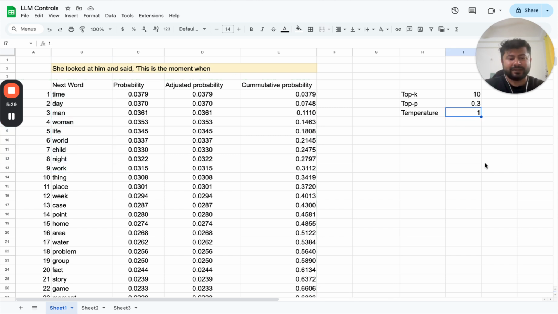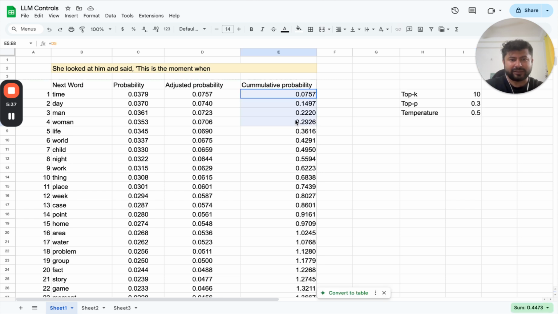Now the moment we change temperature to 0.5, if you see, the probability has changed, the cumulative probability has changed, so it's going to cut off here. So now it's only going to consider one of the words here. Effectively, by reducing the temperature, you have also reduced the list of words that it can predict as the next word. So this is how temperature helps you decide the randomness. The lower the temperature, the smaller the list of available words for an LLM to pick from.